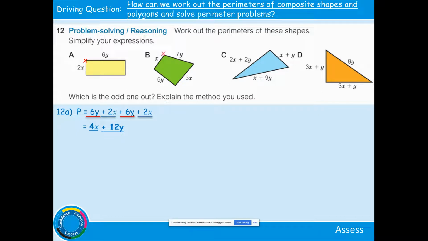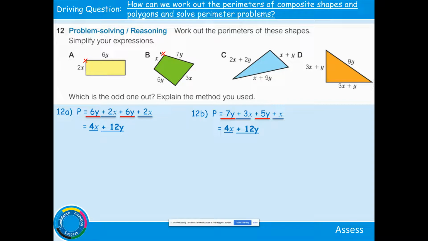So B, our starting point. So going round here, we're going to have 7y, add 3x, add 5y, add x. Okay, so we've got all the way around. Again, I'm going to do it alphabetically. So I'm going to look at my x's first. I've got 3x, add x. So that's 4x's altogether. Now I'm going to look at my y's. I've got 7y's, add 5y's. So altogether I have 12y.